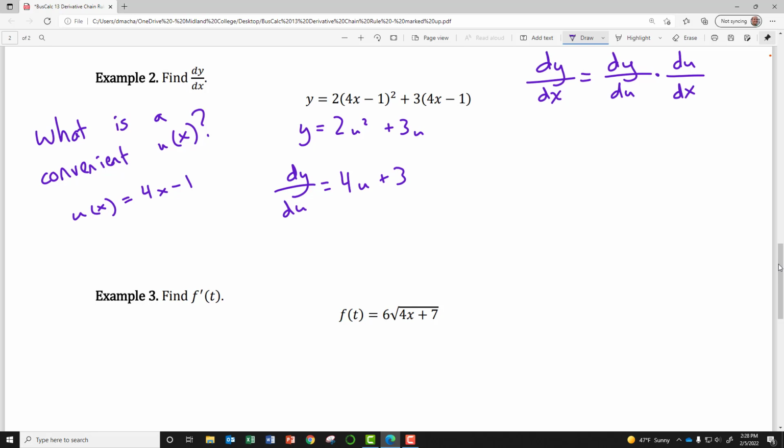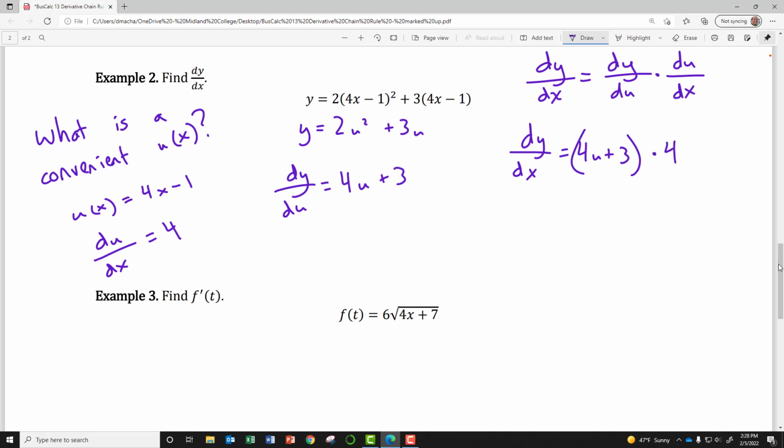Nice. All good. In fact, let me now find, for this u function, what's the derivative of u with respect to x. And this would be 4. And so going back over here, my formula from the chain rule tells me dy dx is equal to dy du, which is 4u plus 3, times du dx, which is 4.